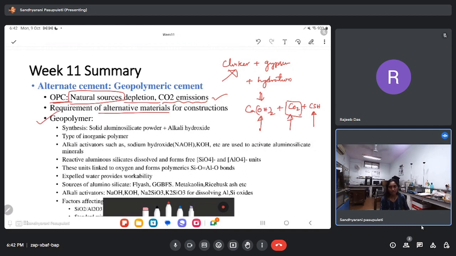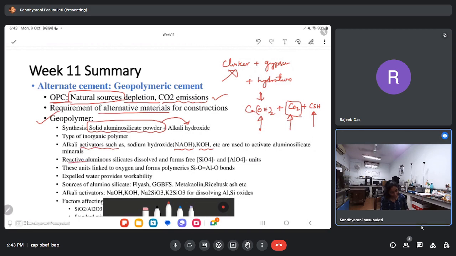So instead of using raw materials for calcium or silicate related products, we have something called solid aluminosilicate powder. Let us say this is a kind of inorganic polymer. This powder usually has to be activated by an alkali hydroxide. If we have aluminosilicate powder and we can activate that using alkali hydroxide, then that can be used as an alternative to cement. How? Let us see. The alkali activators are like sodium hydroxide, potassium hydroxide, for example.